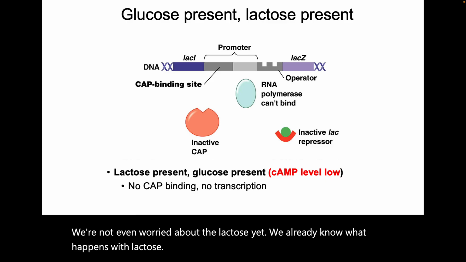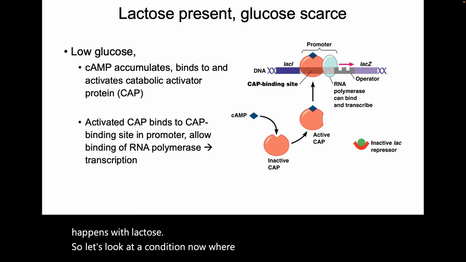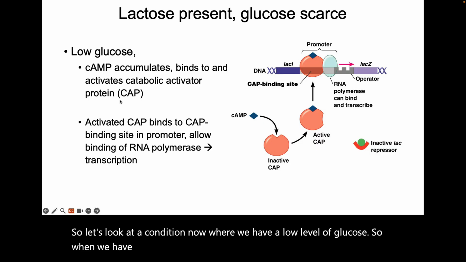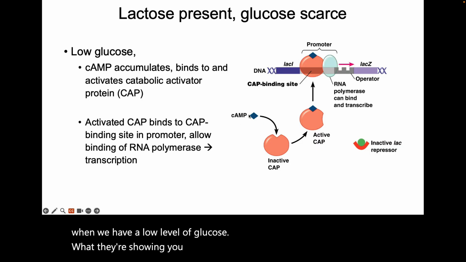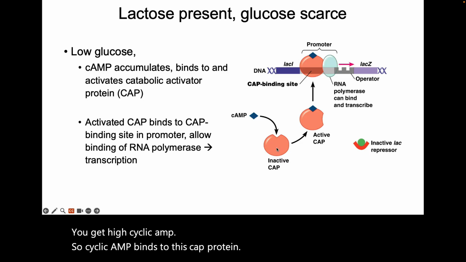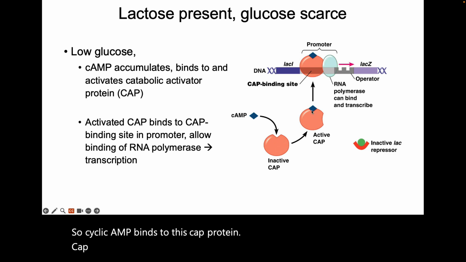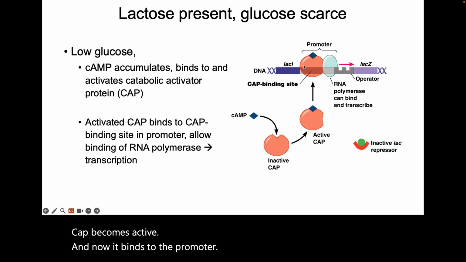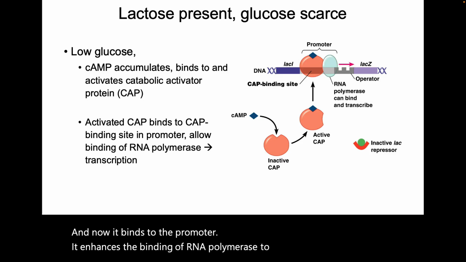So let's look at a condition now where we have a low level of glucose. What they're showing you here is that low glucose, you get high cyclic AMP. So cyclic AMP binds to this CAP protein. CAP becomes active, and now it binds to the promoter. It enhances the binding of RNA polymerase to the promoter. You really need CAP in order to get RNA polymerase to bind.